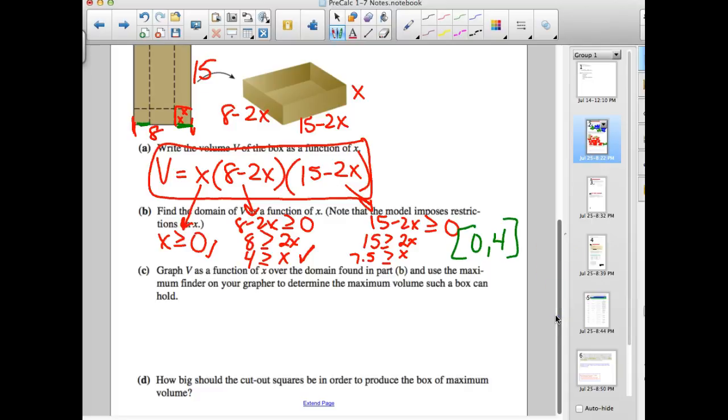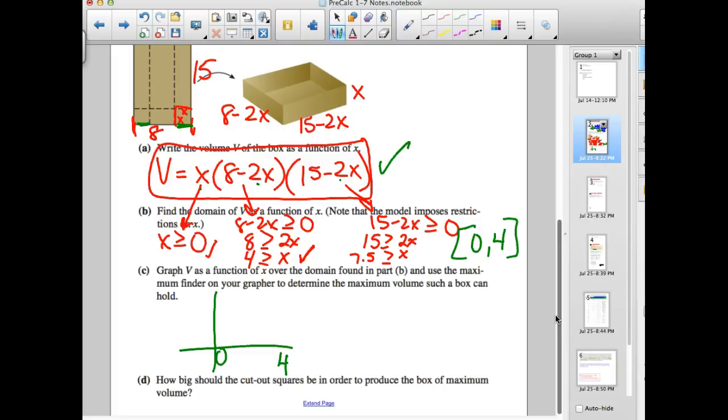Now it says graph V as a function of x over this domain. So you're going to grab your calculators and you're going to put this in as your window for x. That means when we graph this, you're going from 0 to 4 for x. What shape would this be? We can type it in unmultiplied just like we have right here. But what would it have been if we multiplied? Just look at your x. You have an x times negative 2x times negative 2x. What do we get?